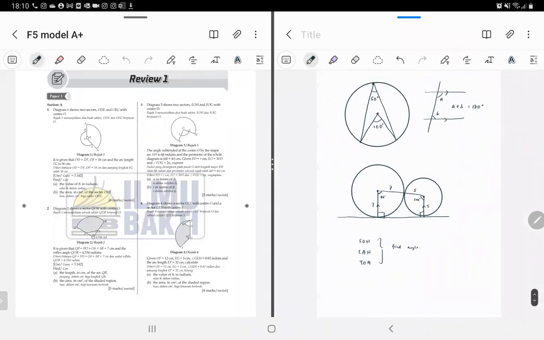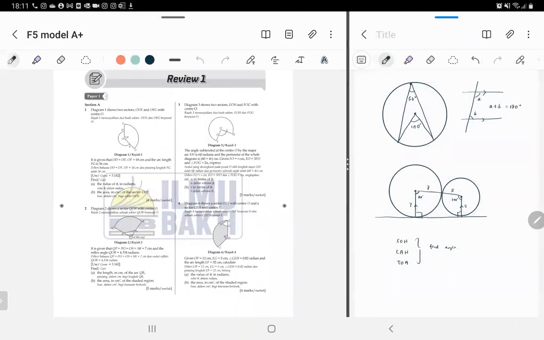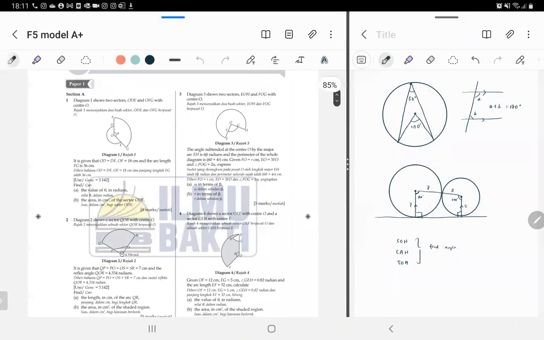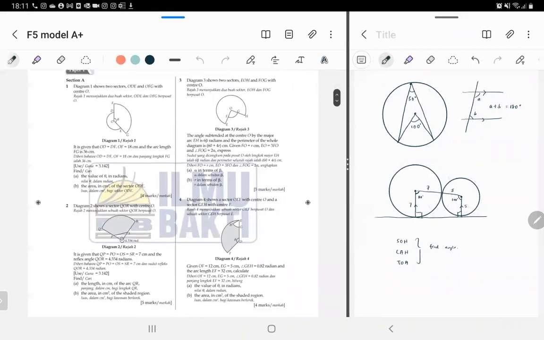Okay, do you have any problem with the formulas of this chapter? No? Okay, then we discuss the review one. Have you done any of the questions in review one? Yes. Okay, the rest of you?